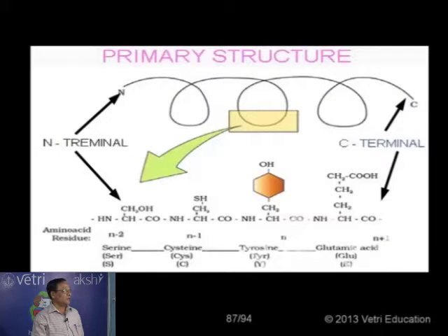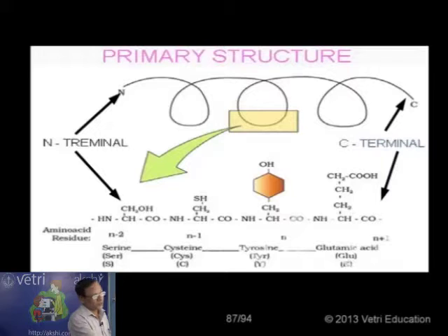Now here we have actually represented the primary structure. See, it is a long chain. Though here it is represented just like a folding, it is not folded. It's a long chain without any folding. So this is the N terminal. For example, here we have this N terminal.